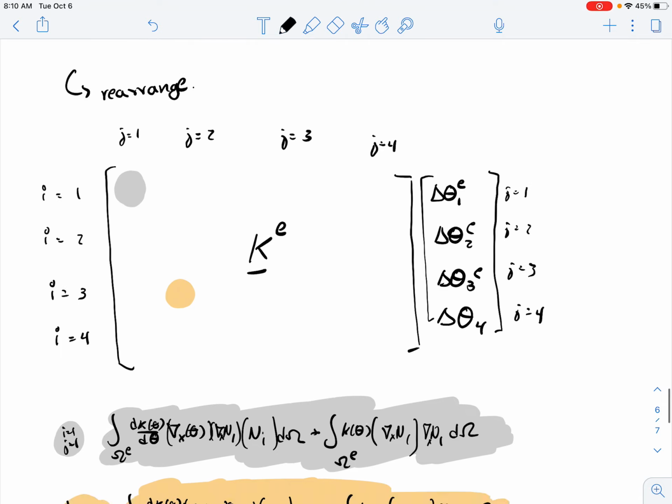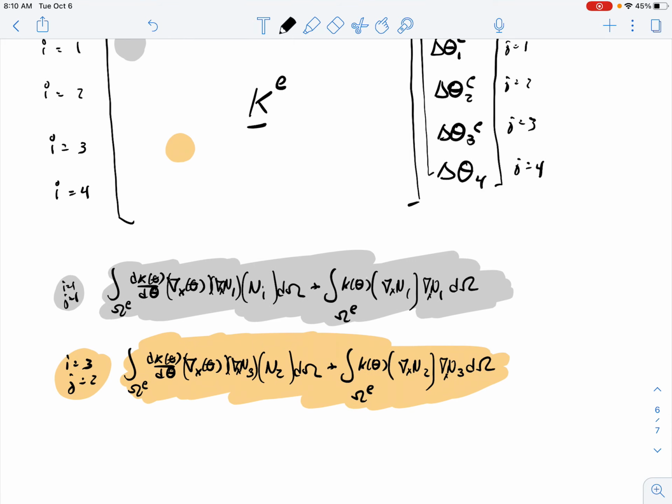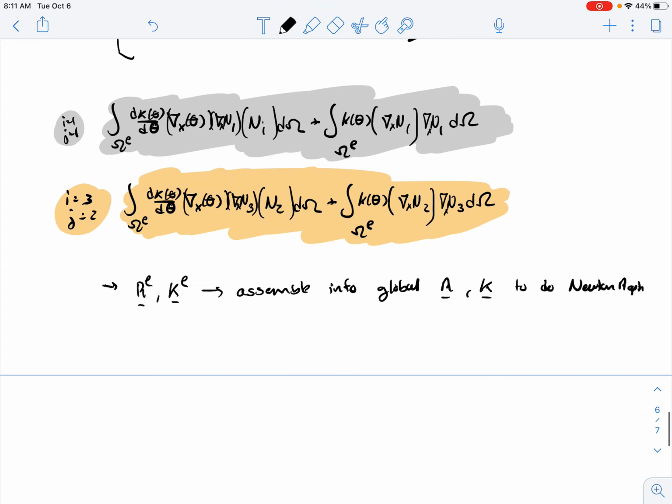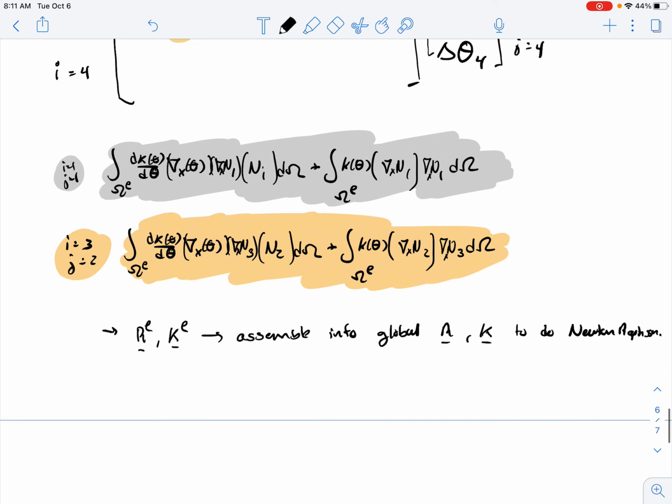And then again, this is true for a single element. So what you will see is that, after you compute the residual for the element and the stiffness for the element, or the tangent for the element, you need to assemble into the global residual and global tangent. But we'll do that on Thursday. Sorry, not without the E. So the total residual and the total tangent to do Newton-Raphson. But we'll do that on Thursday.